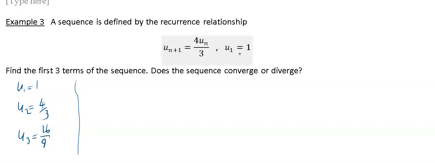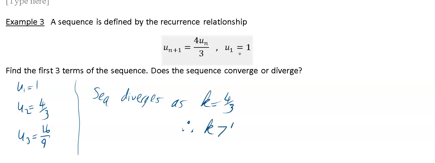Okay, does the sequence converge or diverge? The sequence diverges. The reason it diverges is that k is equal to 4 over 3, therefore k is greater than 1, and that was the condition for the sequence to diverge.